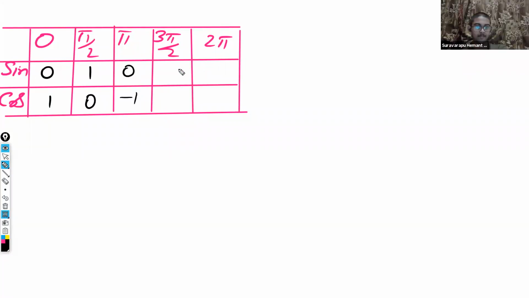Sine 3 pi by 2. It is minus 1, right? No, downwards. Take the sine away. So yeah, minus 1 only. Minus 1.